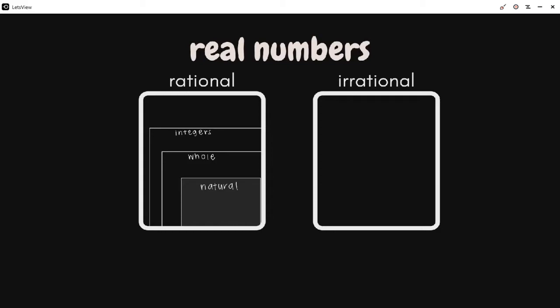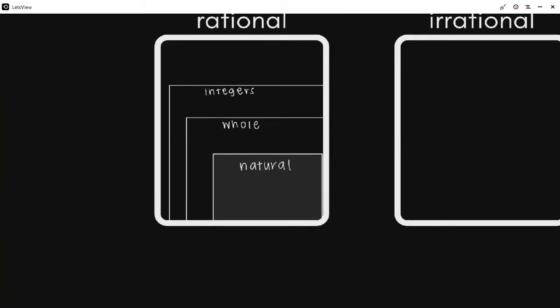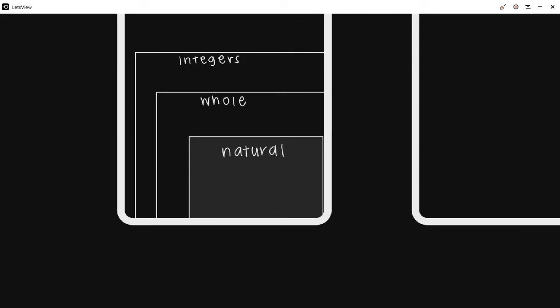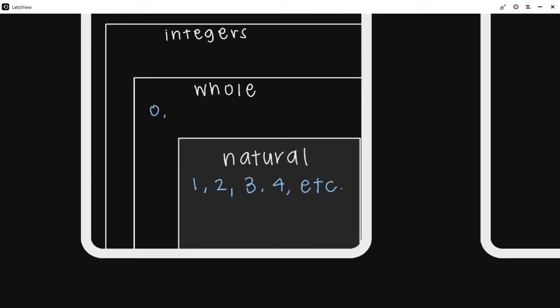So within the rational numbers, there are three different subcategories. So there are natural numbers. Those are also called the counting numbers. So when you count, you start with 1, 2, 3, 4, and then you can keep going up. Then for whole numbers, these start with 0. So 0, 1, 2, 3, 4, etc.